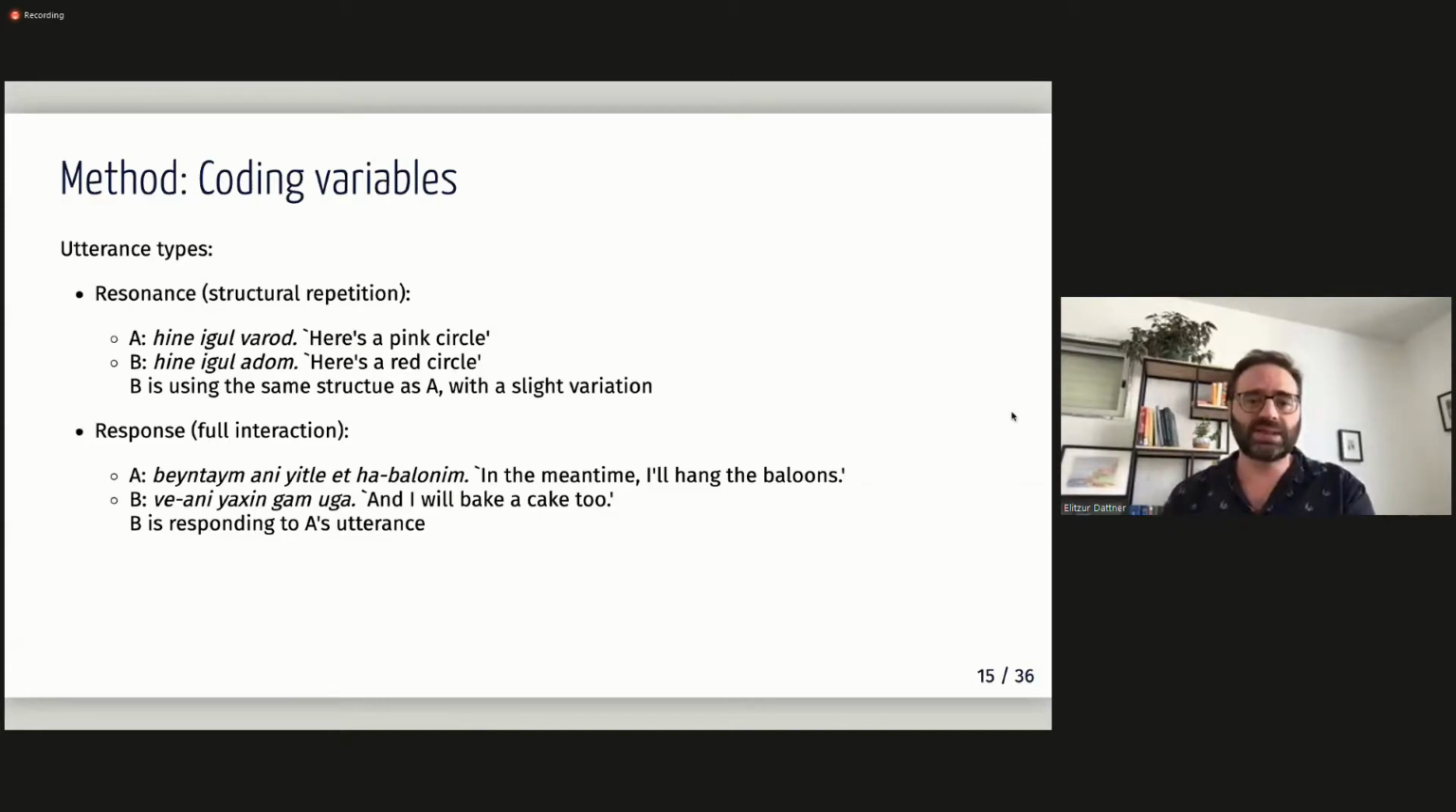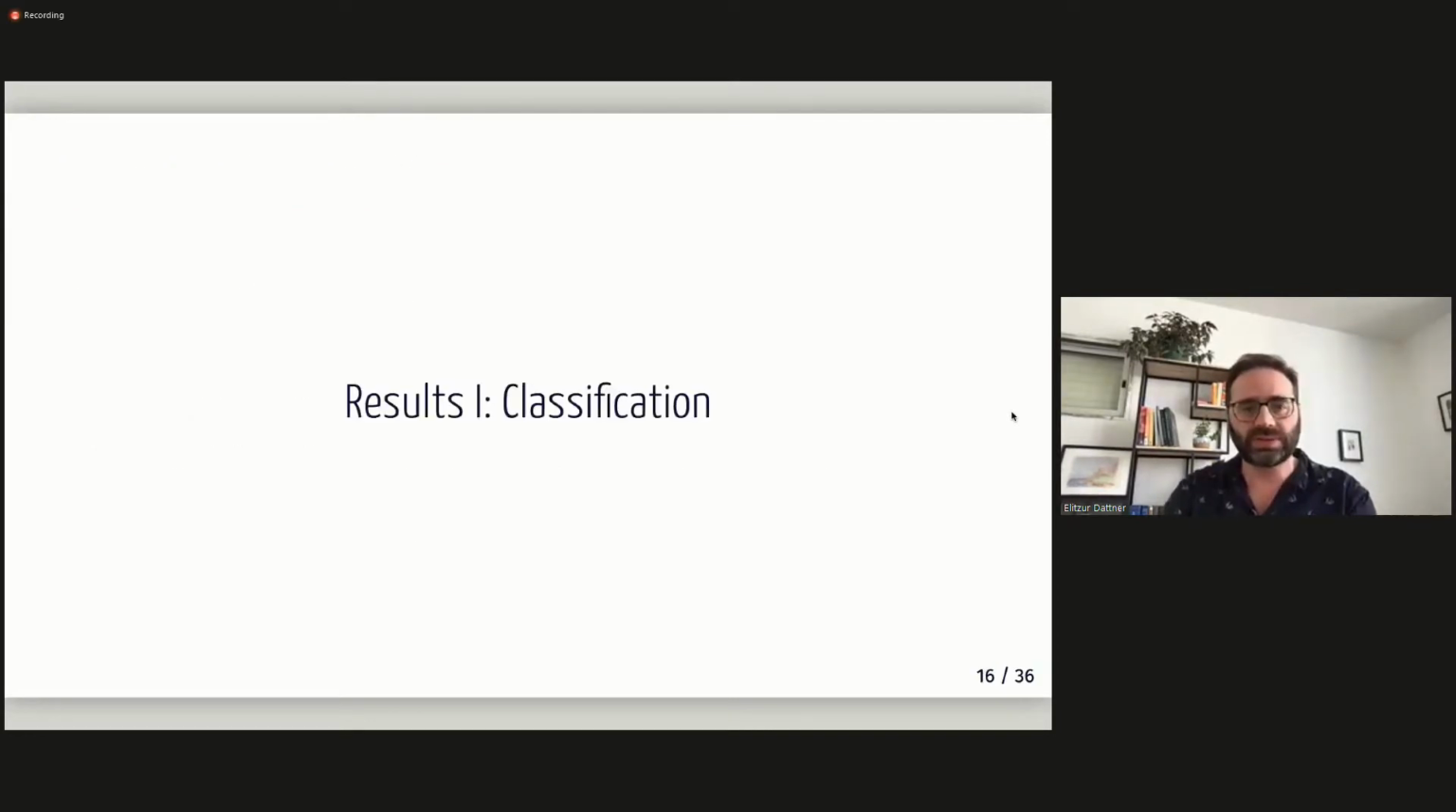So B is using the same structure as A with a slight variation. And finally, we have response utterances, and that is full interaction. So A says בינתיים אני אתלה את הבלונים, in the meantime I'll hang the balloons, and B answers ואני אכין גם עוגה, and I'll bake a cake too. So B is responding to A's utterance.